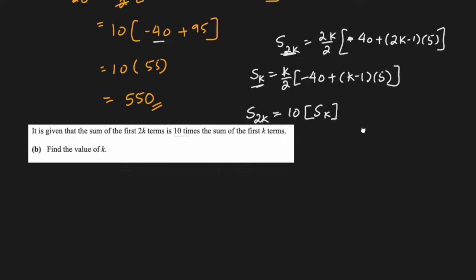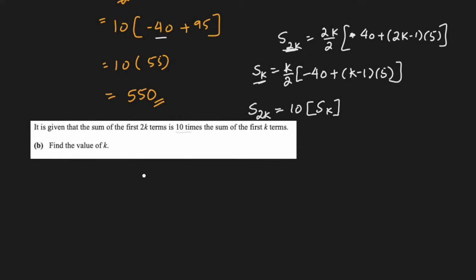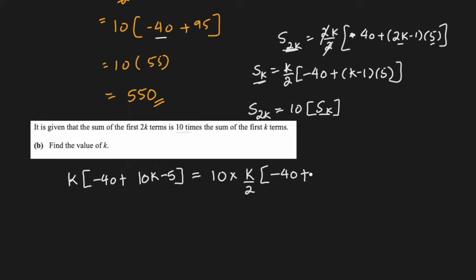So we'll just substitute the values we have written here. So S2k, 2 and 2 can cancel. So k times minus 40 plus 2k times 5 is 10k minus 5 is 10 times Sk. Sk is k over 2 times minus 40 plus 5k minus 5 after opening this bracket. So this 2 cancels with this, becomes 5. Since k is multiplying here, k is multiplying here also, we can cancel them to make it simpler. So it becomes what? Minus 40 minus 5, minus 45 plus 10k equal to nothing else left.